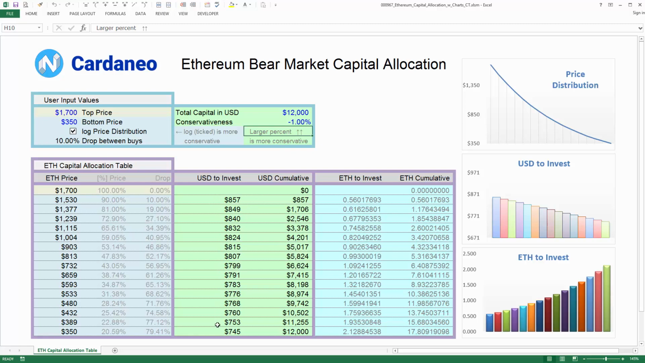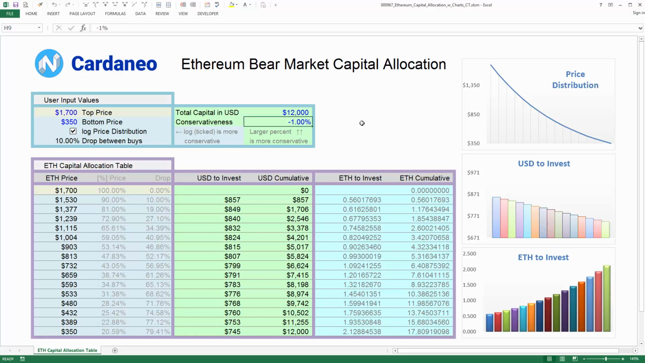When I venture into negative numbers, I will see that my purchases are getting smaller and smaller as the price goes down. Now, that might be exactly what you want. In this case, these dollar amounts are getting smaller slower than the price is dropping down. Therefore, we still end up buying more and more Ethereum.